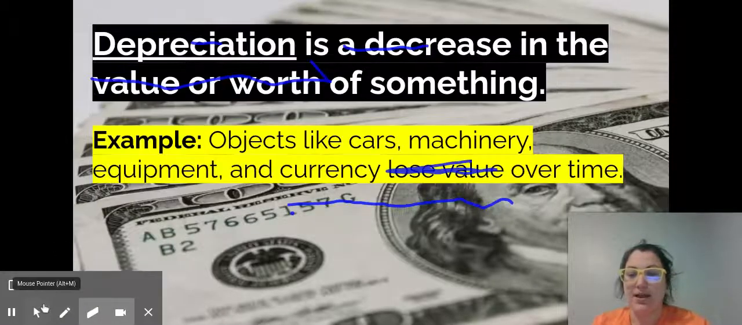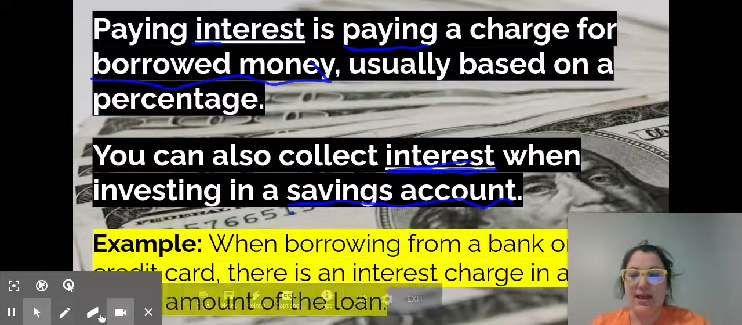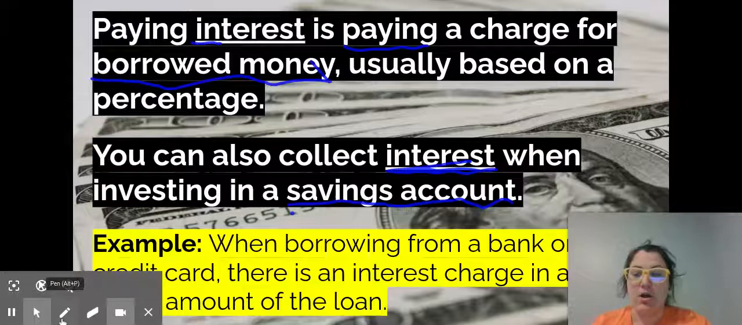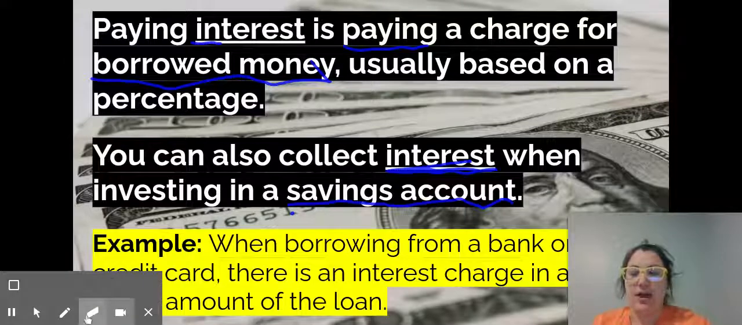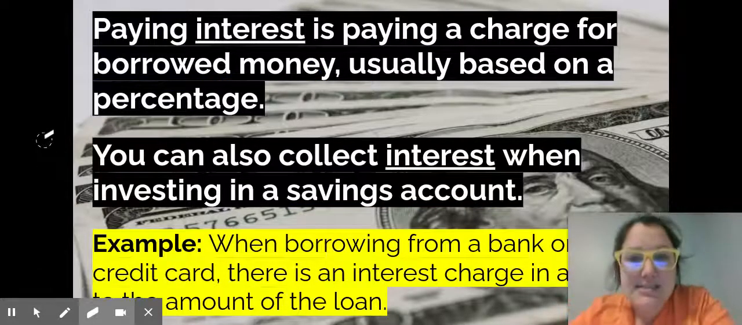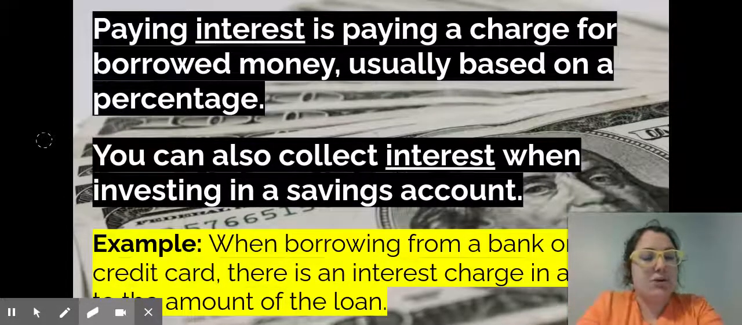Go ahead and record down the definition for interest in your math vocabulary folder. Go ahead and record that down now. What does interest mean? What does it make you think of? Remember to include a picture as well.